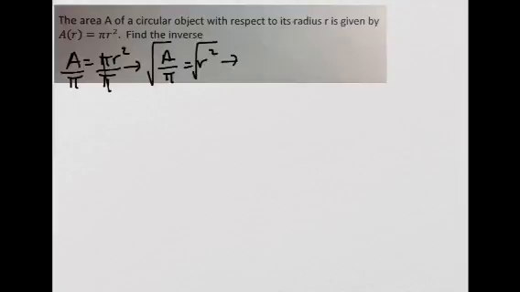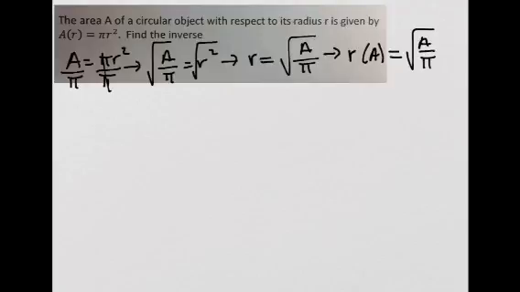Okay, so then I'll just leave r on the left side, square root of A over pi, and then we just write it in the proper notation, which is r of A equals square root of A over pi. So we're writing the radius in terms of the area. So this would be the final answer. This would be the inverse.